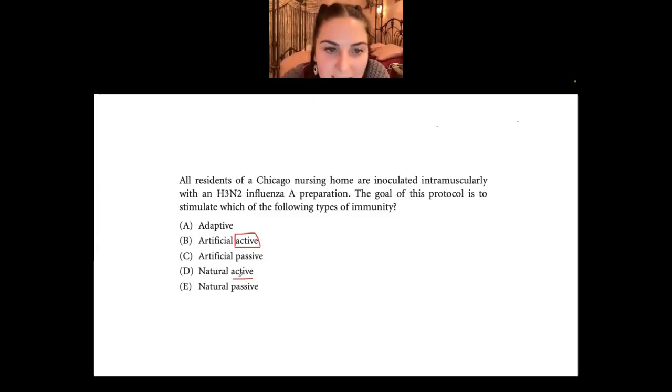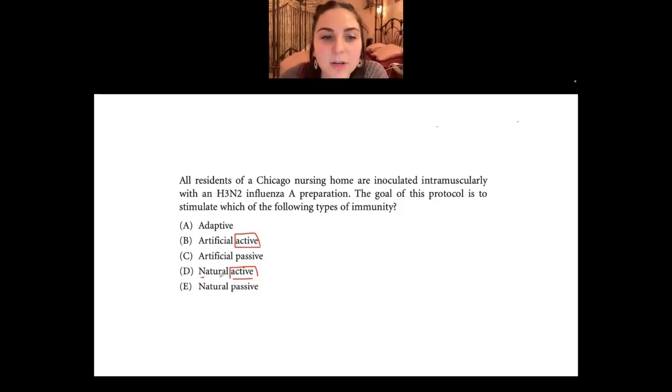The reason it's active and not passive is because we're inoculating this person with a virus, so they're going to actively make antibodies. We're not giving them antibodies. We're giving them the virus. Like we're literally saying, here you go, here's a virus. So they're going to actively make antibodies against it.